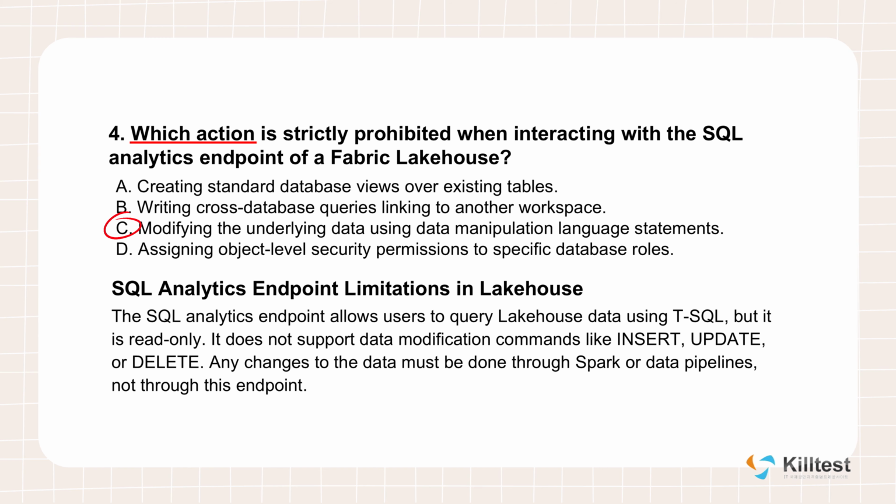Exactly right. Option A, creating views, is highly encouraged to organize how users read your data. Option B, writing cross-database queries, is a major, heavily advertised feature of Fabric. It allows you to link workspaces seamlessly. That's a great feature. And option D, assigning object-level security. Absolutely critical, and fully permitted to secure your read-only data.